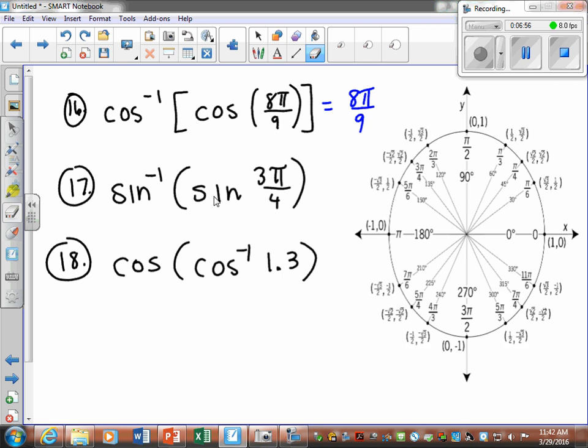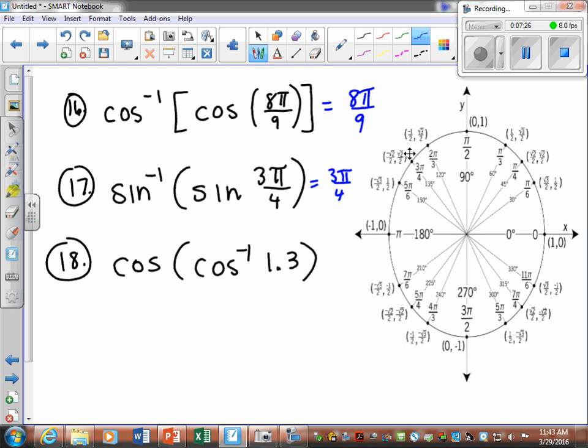Now, we want to look at sine inverse of sine of 3 pi over 4. So because of this property, the answer is just 3 pi over 4. But we go look in the sine inverse region. Remember, that's just the right portion of this graph. Is there a 3 pi over 4 in this right half? No, there's not. But 3 pi over 4, what's the sine value?